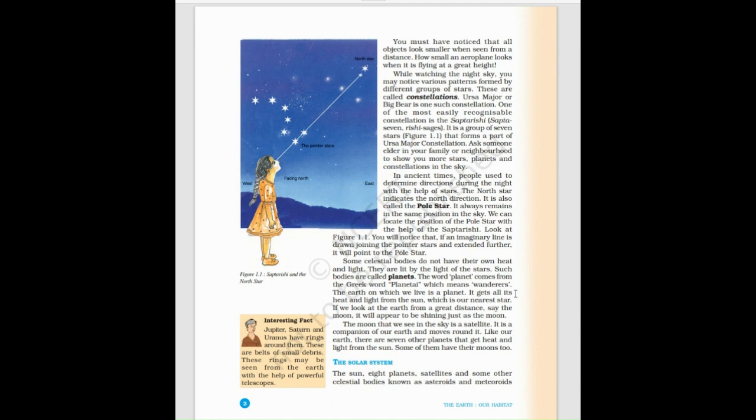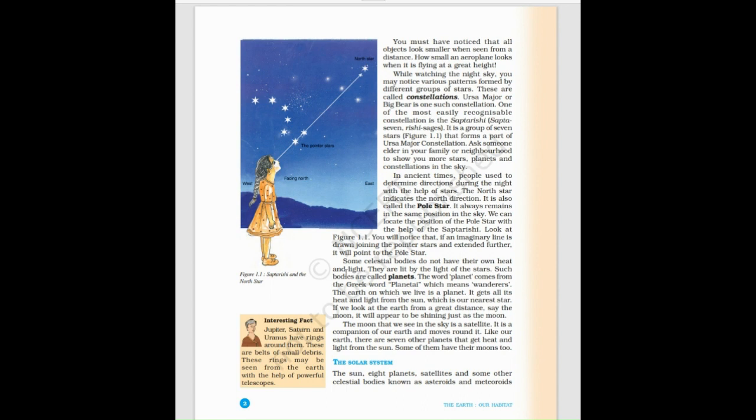So let's recall what I taught you about the constellation. What are constellations? In the sky, various patterns formed by different groups of stars are called constellations. What is the pole star? The pole star is also known as the North Star because it always shines in the direction of north. Okay, so now let's come to the new topic.